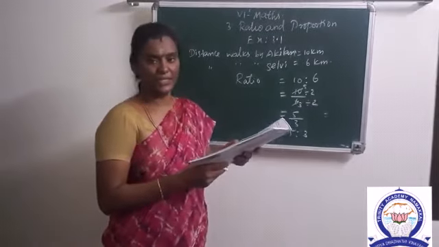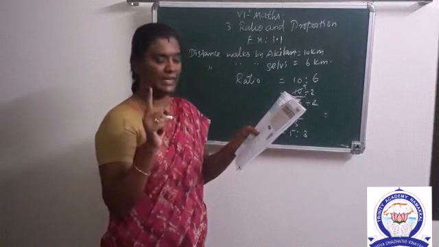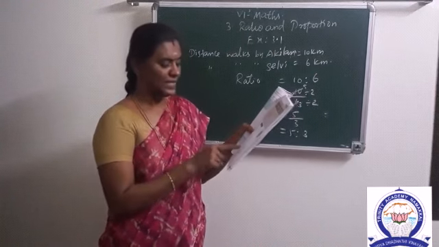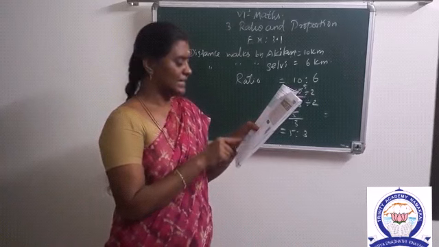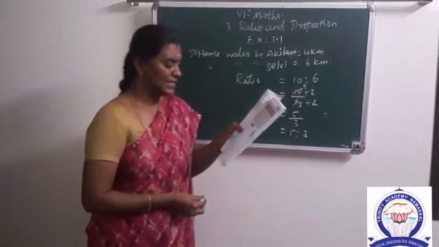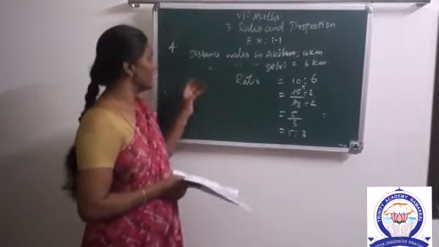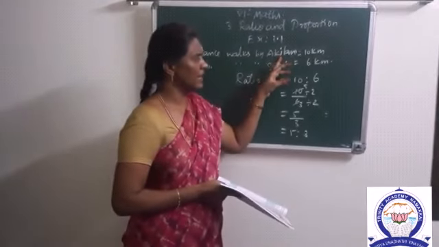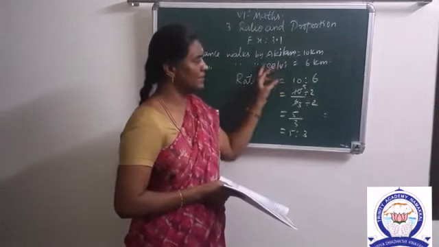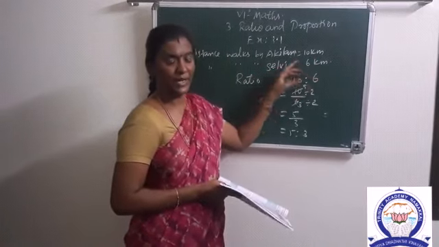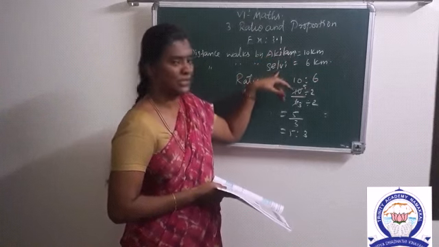See the fourth question. Now I read the question. Akilan walks 10 km in an hour, while Selvi walks 6 km in an hour. Find the simplest ratio of the distance covered by Akilan to that of Selvi. See here, distance covered by Akilan. How many kilometers? 10 kilometers. Distance covered by Selvi? 6 kilometers.